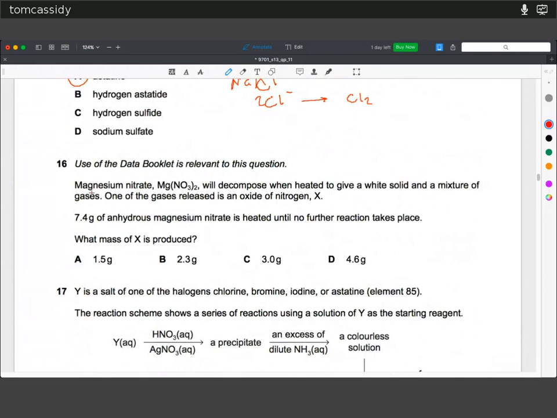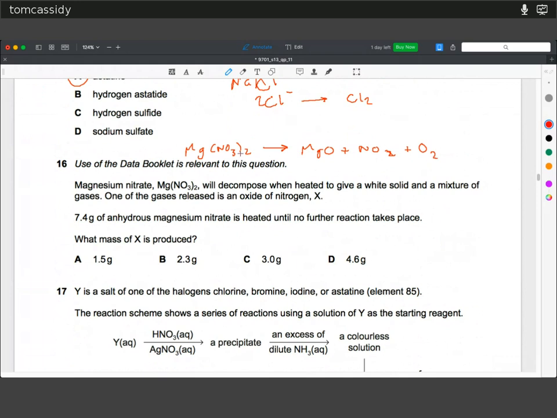Okay, question 16. What you need to know here is the thermal decomposition of magnesium nitrate. So this is something that you might be able to work out from the question, because it says magnesium nitrate will decompose, gives a white solid. We might guess that's magnesium oxide, and it's going to give a mixture of gases. And one of the gases is some oxide of nitrogen. We can probably guess, if we didn't know, nitrogen dioxide. It's a mixture of gases.